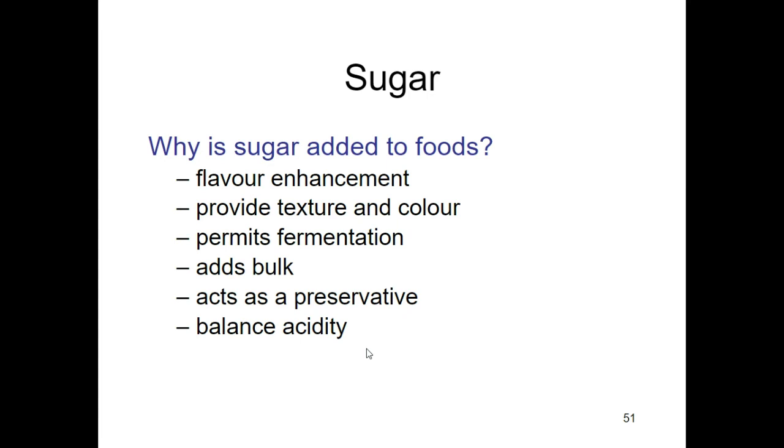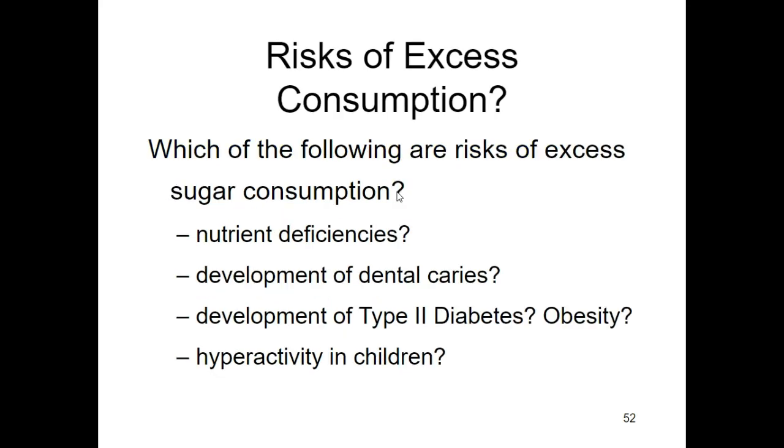So why is sugar added to foods? Due to these reasons. Of course, obvious nga flavor enhancement, provide texture and color, permits fermentation, adds bulk, acts as a preservative, and it balances out acidity. So which of the following are risks of excess sugar consumption?